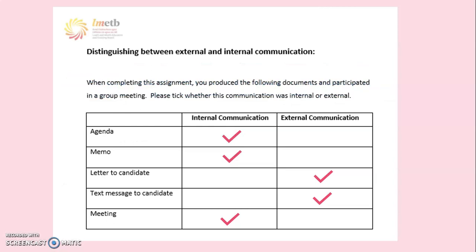So, again, guys, which are internal and which are external? Well, the agenda was internal, the memo was internal, external was the letter, external was the text message, and internal was the meeting. So we have the agenda, the memo, and the meeting done, but today we're going to look at the letter and the text message. Okay, so let's have a look.